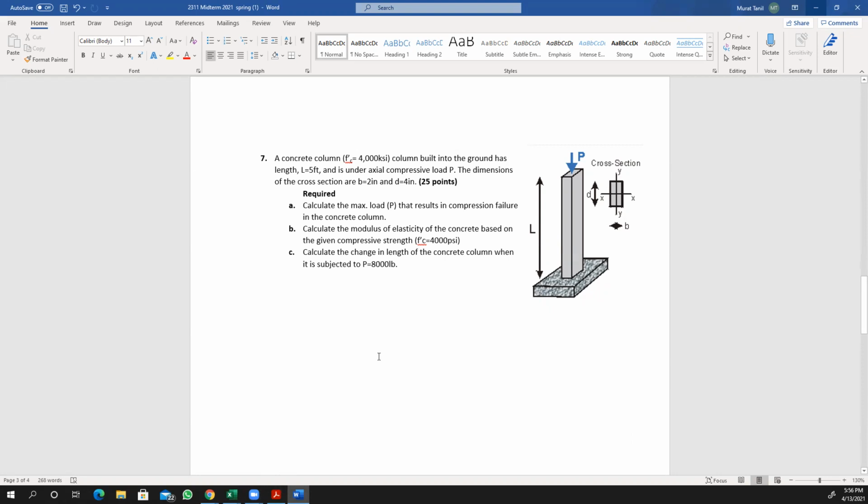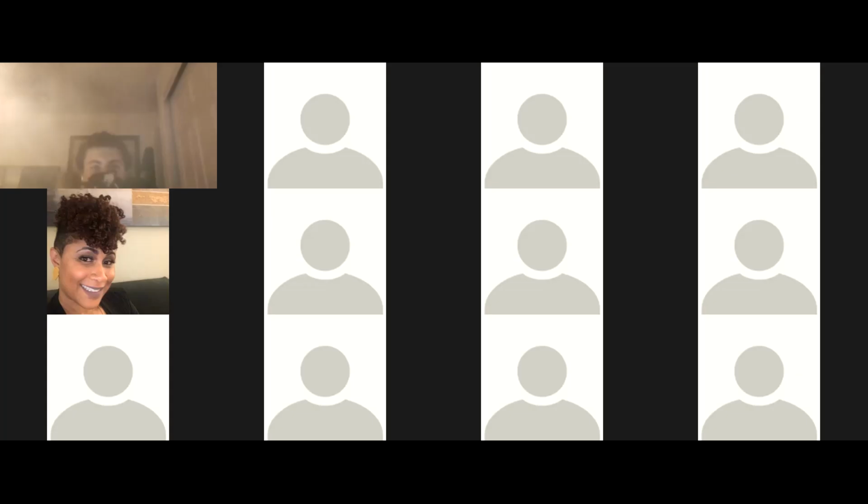Take your time. So you have a concrete column, f'c of 4000 psi. If you use ksi, that's fine, but just be consistent in the calculation. f'c is 4000 psi. And this column is built into the ground. And it has a length of 5 feet. So the length is 5 feet. Correct? Yeah.